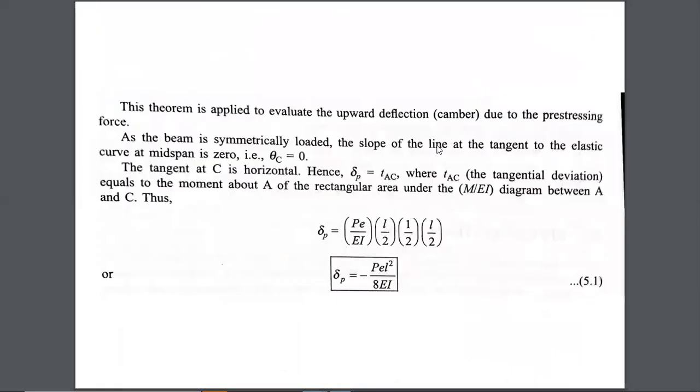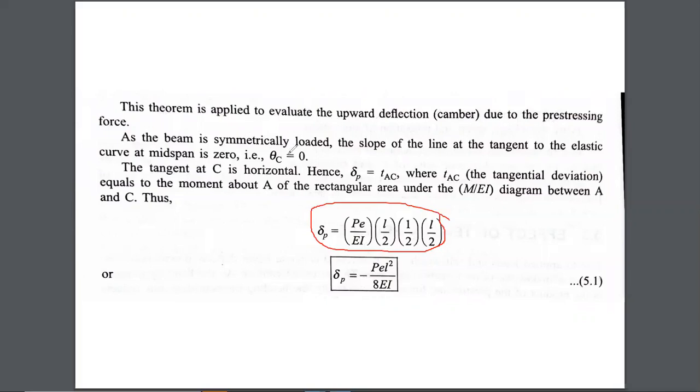So this theorem is applied here, whatever we discussed. First we calculate the area, PE divided by EI into L by 2. This is the rectangular area, and the corresponding centroid is L by 2 divided by 2. Therefore, deflection at P is equal to minus PE L square divided by 8 EI. This theorem is applied to evaluate the upward deflection due to the prestressing force.